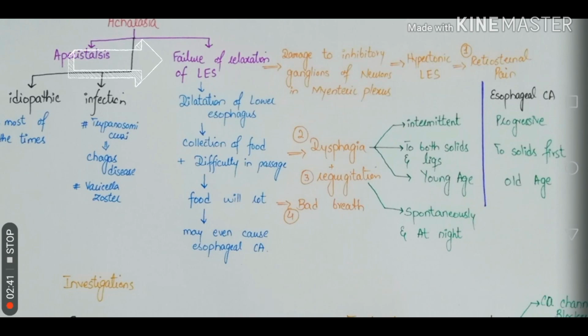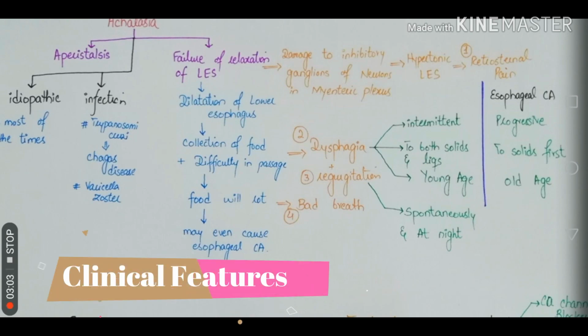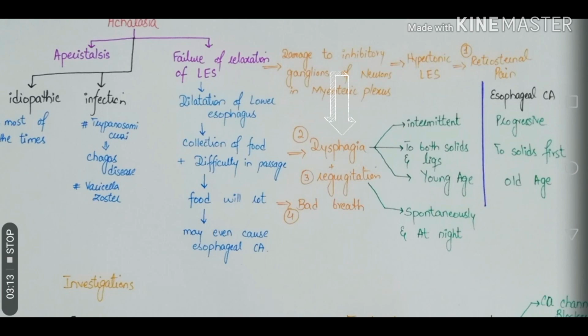Failure of relaxation of lower esophageal sphincter will cause dilatation of the lower esophagus, which will cause collection of food along with difficulty in passage of food. Now this collection of food and difficulty in the passage will present in the form of dysphagia and regurgitation. The dysphagia of a patient of achalasia will have three characteristic points, which will not only be specific to achalasia, but the same 3 points will differentiate dysphagia of carcinoma of esophagus from achalasia.